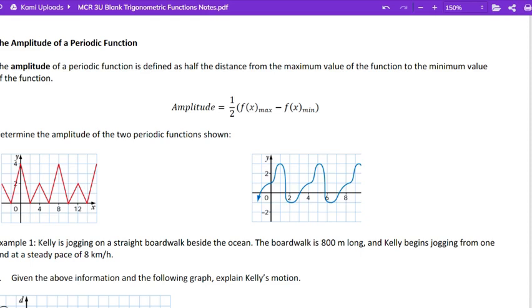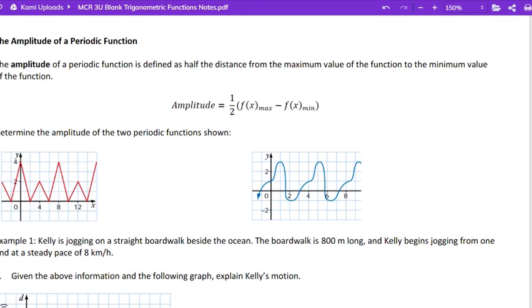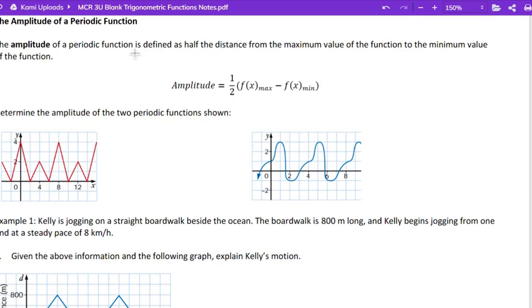However, if the amplitude is 1 foot from the rope to the top of the wave, the amplitude is also going to be 1 foot from this rope to the bottom of the wave. Okay, so what we must do to find the amplitude is find the middle height of that function. So the amplitude is defined as half the distance from the maximum value of the function to the minimum value.